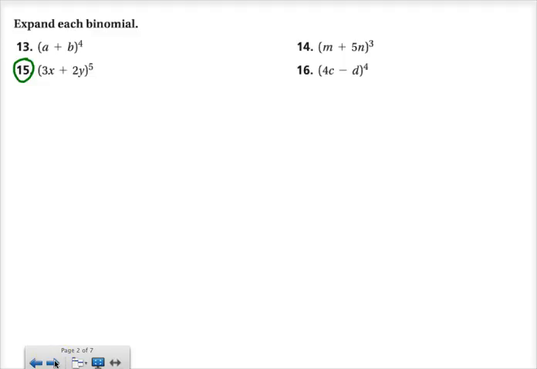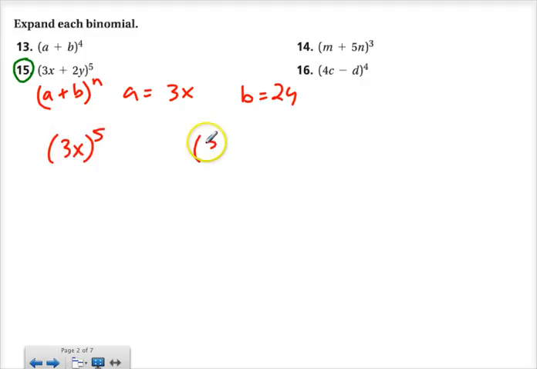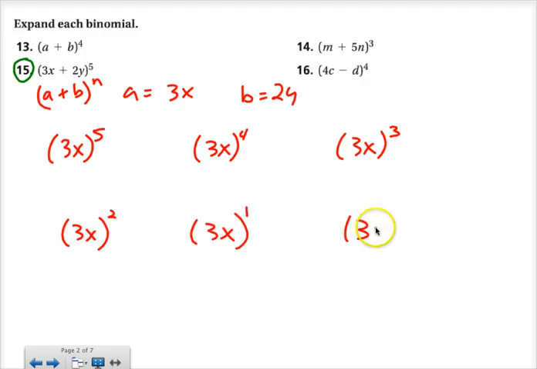All right, number 15 says expand each binomial. So I want to use the ABCs of binomial expansion, and I see my A value will be 3x, and my B value will be 2y. So I start by taking my A's and doing those high to low. So 3x to the 5th, because that's the highest power we have, 3x to the 4th, 3x to the 3rd, remember to leave yourself some space to work here, 3x squared, 3x to the 1st, and 3x to the 0 power. Remember Blaise Pascal, computer guy, we are going to use the zeros here.